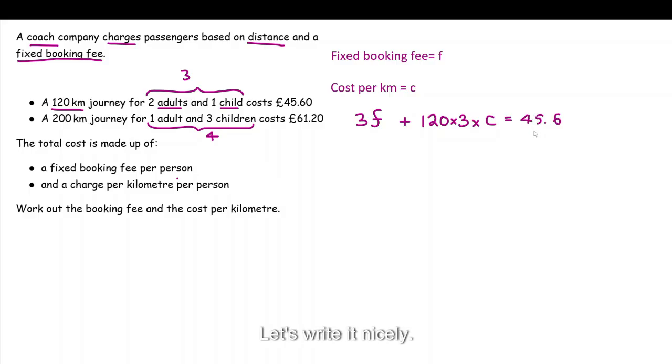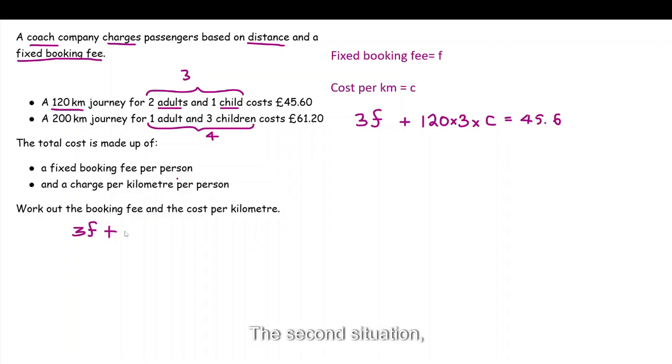So let's write it nicely. 3f plus 360c is equal to 45.6. That's the first one.